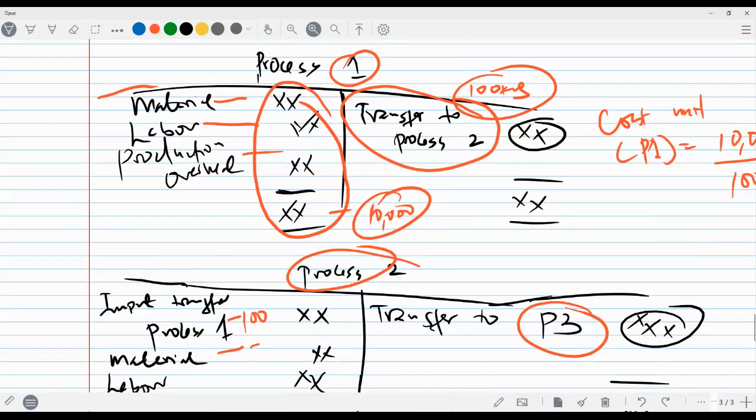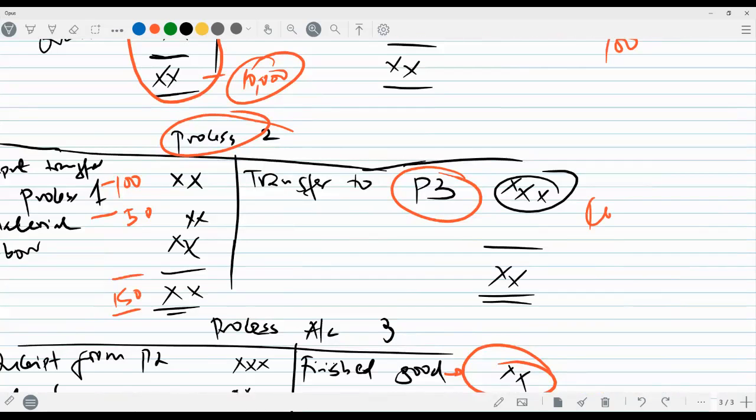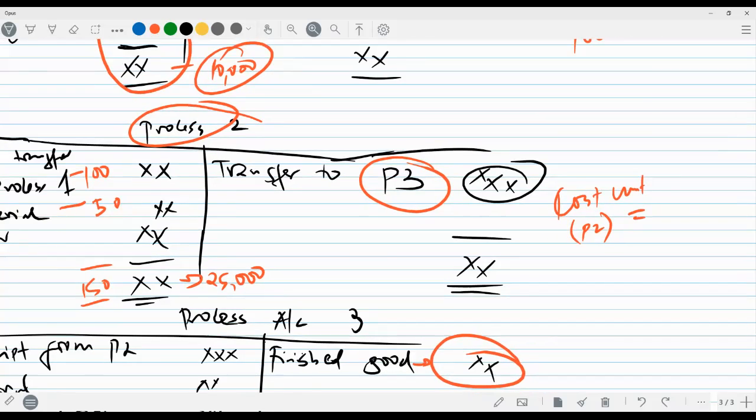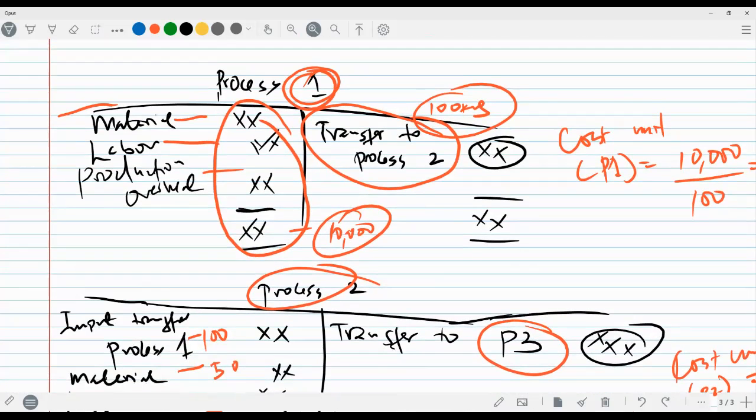If we add, let's say, 50 more kg, therefore by the end of the process we have, let's say, 150 kgs. Therefore, in case we want to get the cost per unit in process 2, the cost per unit in process 2 will be equal to the total cost incurred so far in process 2. Assume that this is, let's say, 25,000. Therefore the cost per unit in process 2 will be 25,000, the cost for the process, divided by the output of the process, which in this example is 150. And the same thing applies in step number 3. So when it comes to the cost per unit, it is the entire cost incurred for the process, and we divide by the output.